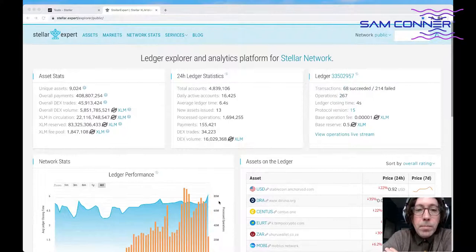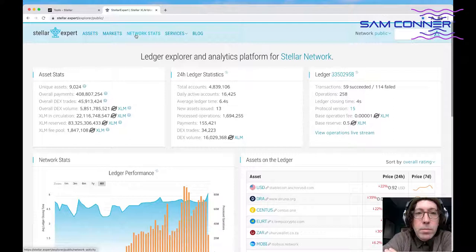So back on the page, you have assets, markets, network stats, and services. Before we go into that, let's go through this first, because this comes up a lot. People talk about overall payments. They talk about circulation, reserves. Can you walk us through what exactly this means here?